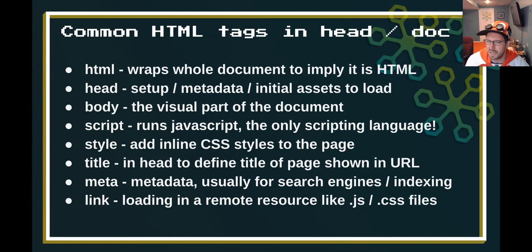Meta is like metadata. It's usually used for search engines or Facebook or Twitter or social graph types of things to provide data so that, you know, if you paste in a link to this video because you really like it, there's some metadata in YouTube that's going to talk to one of your social media platforms and say, hey, here's a cool banner image to show. Link is loading a remote resource. This would be like referencing a JavaScript or CSS file. JavaScript files are typically .js files, and CSS is .css.